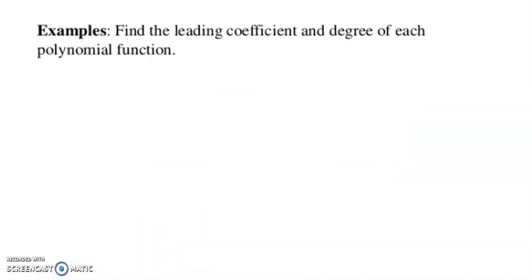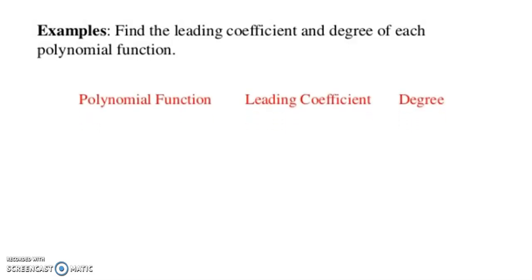Let's take this example for finding the leading coefficient and degree of each polynomial. I have taken a few examples. This is a polynomial function. Look at the highest power of the variable. The highest power of the variable is x to the power 5. 5 is the highest degree. So the degree of this polynomial is 5. And its coefficient is known as the leading coefficient. So the leading coefficient in this polynomial function is minus 2.